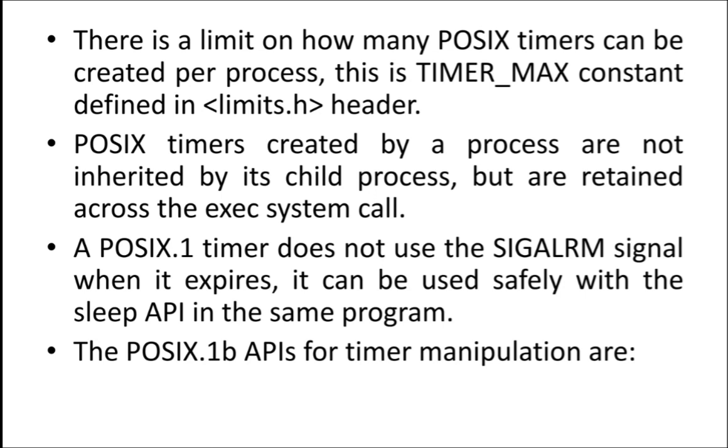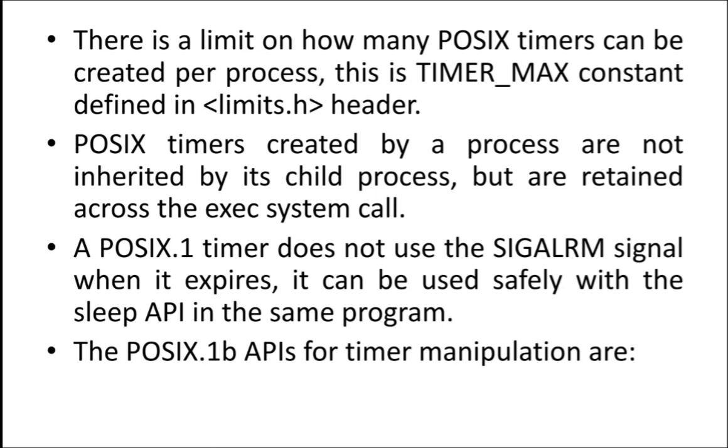Next, a POSIX.1b timer does not use the SIGALRM signal when it expires, right? You know why we use the SIGALRM signal: to send an alarm to the process when a particular time interval expires. So that SIGALRM signal is not going to be used by the POSIX.1b timer when it expires. It can be used safely with the sleep API in the same program. Hope you're understanding. I can use the sleep API, right?